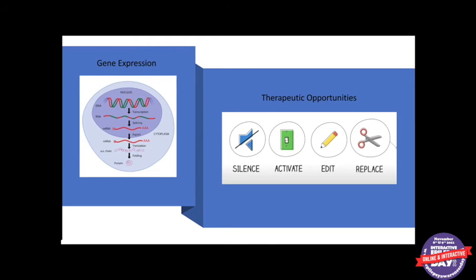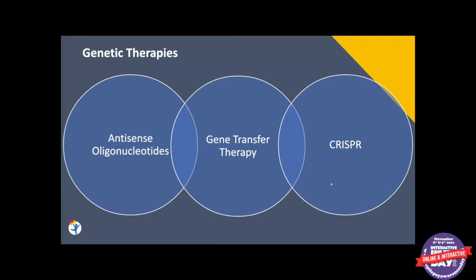So how could we alter that in gene-based therapies? We could either stop something, we could make something more active, we could edit it and cut out the part that has the variation in it, or we could replace that gene altogether. And all of these mechanisms and a number of other different options are being explored, and that's what the next slides will talk about. Next slide. So these are the three things that I'm going to cover in some detail today. Antisense oligonucleotides, which I will refer to as ASOs, gene transfer therapy, and then CRISPR, which is also broadly used in medical research nowadays. Next slide.